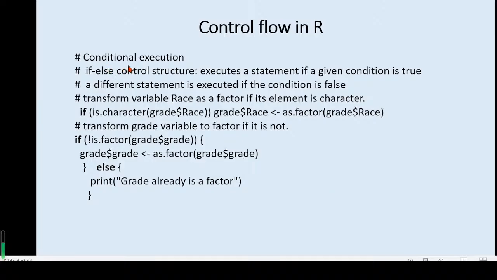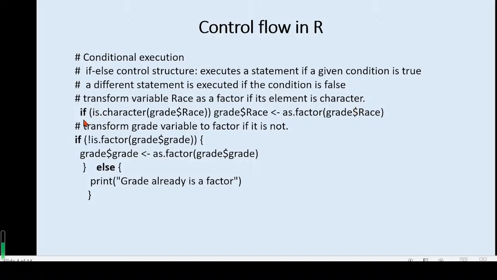And the conditional execution. If-else is a control structure for executing a statement if a given condition is true, and a different statement is executed if the condition is false. So this is if-else. For example, we can transform the variable race to a factor if its element is character.